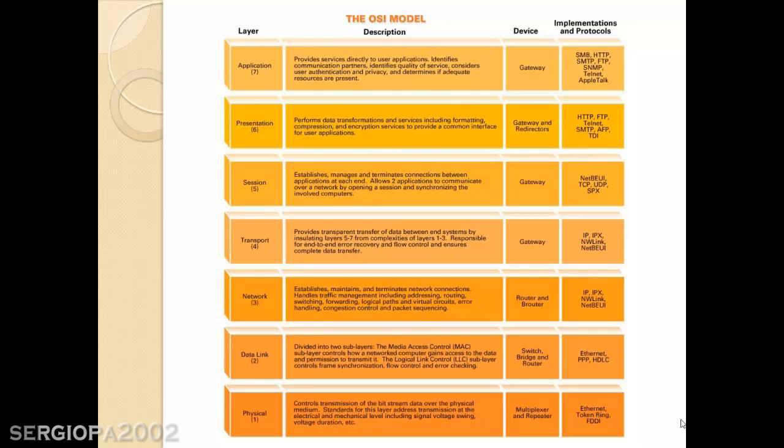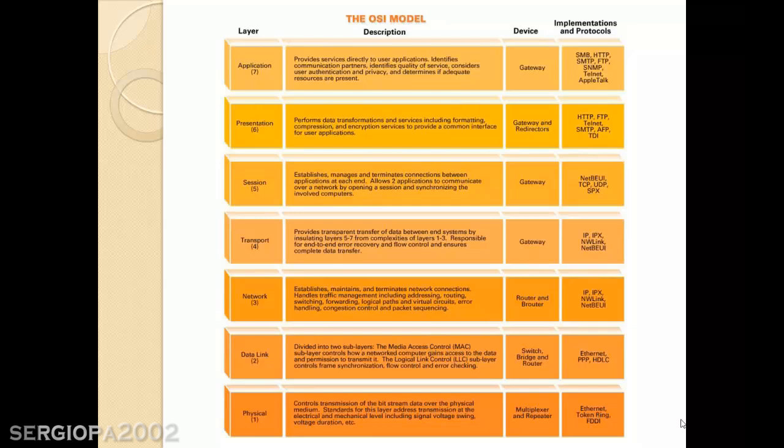user, okay. Now the final layer is the application layer, which provides services directly to user applications, okay. This is really what we see, and it identifies communication partners, identifies quality of service, considers user authentication and privacy, etc., okay. So the protocols are the same, or many coincide with the presentation layer, because these two layers are directly neighbors, so they work very close together.